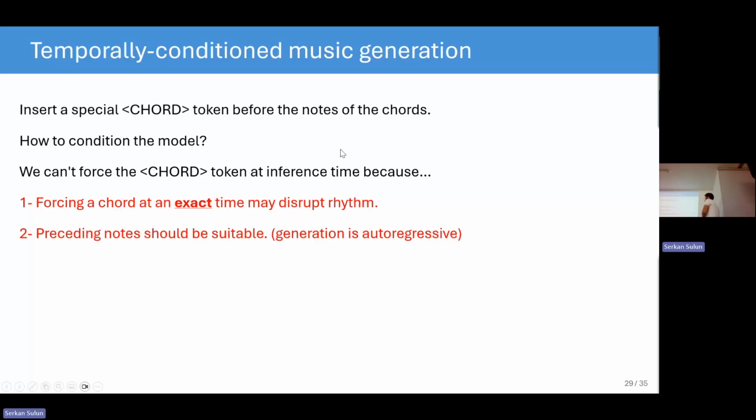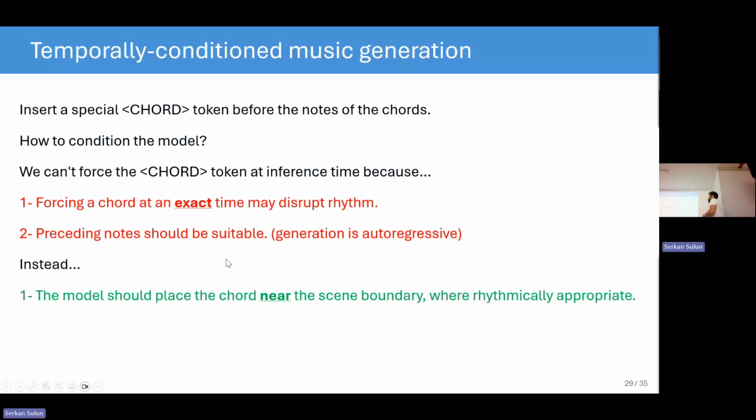And the second problem, the notes before the chord, the preceding notes, should be suitable with the chord. So if the model has no idea, it's generating the music and suddenly I say, okay, put a chord, that chord may not match the preceding notes. So it may sound very abrupt. And here, because the generation is autoregressive, the model is not looking back. It's always looking into the future.